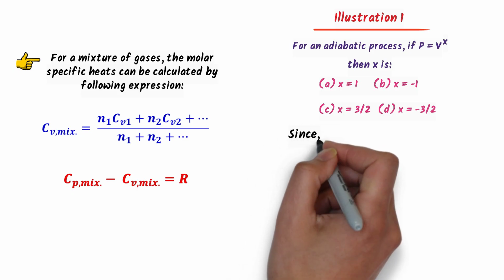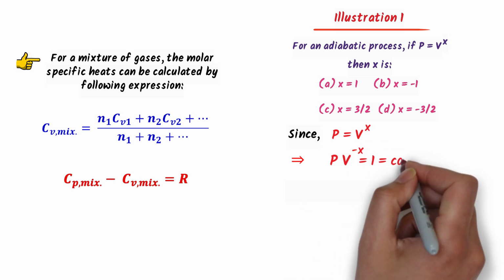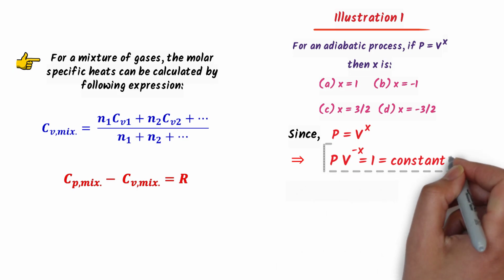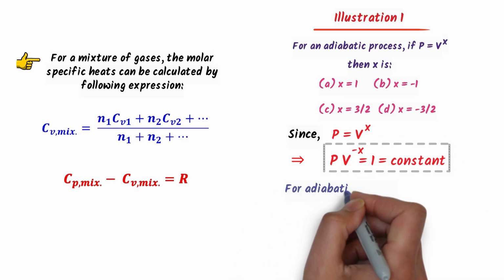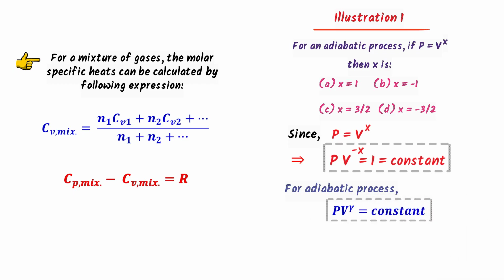Since P is equal to V raised to the power X, this implies P into V raised to the power minus X will be equal to 1, and that's a constant quantity. Now, for an adiabatic process, as we know, PV raised to the power gamma is equal to constant. Clearly, upon comparing the two, X will be equal to minus gamma, or X will be equal to minus 3 by 2. This is because gamma is always greater than unity. Therefore, option D is the correct answer.